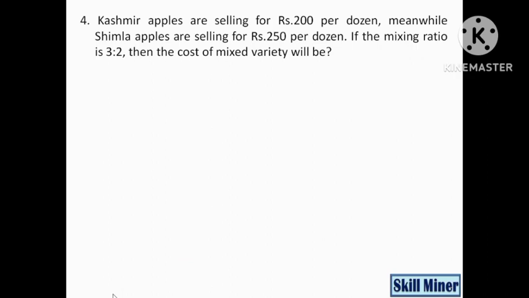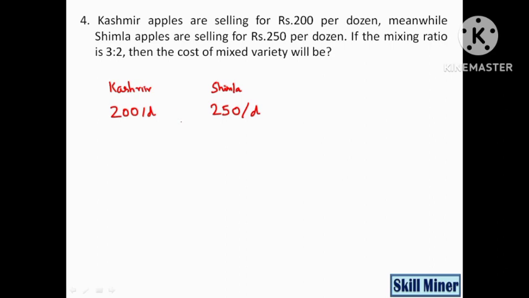Come to the fourth question. Kashmir apples are selling for rupees 200 per dozen. It will be Kashmir apple. This will be Shimla apple. Kashmir apples are selling for 200 per dozen. Shimla apples are selling for 250 per dozen.